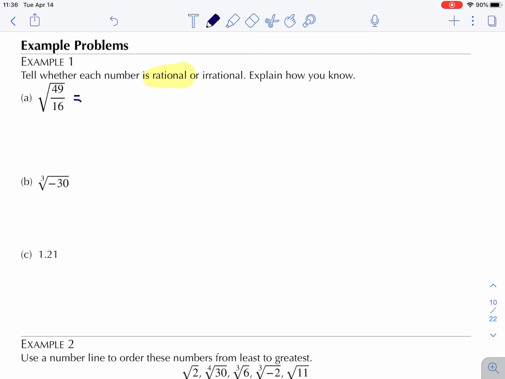So let's take a look at our first one, the square root of 49 over 16. Well, here's an operation that we can do. We can rewrite this as the square root of 49 divided by the square root of 16. Now, the square root of 49 and the square root of 16 are both integer numbers. The square root of 49 is 7. The square root of 16 is 4. So the square root of 49 over 16 is equal to 7 divided by 4. 7 divided by 4 is a fraction of integers. Therefore, the square root of 49 over 16 is an element of the rational numbers.